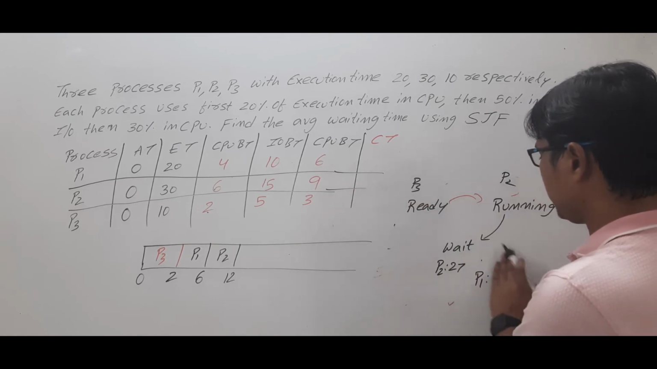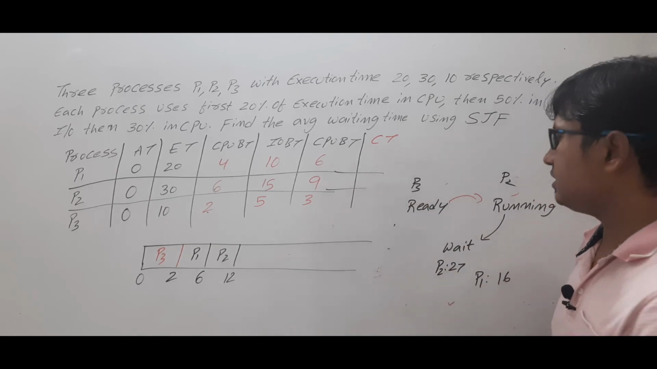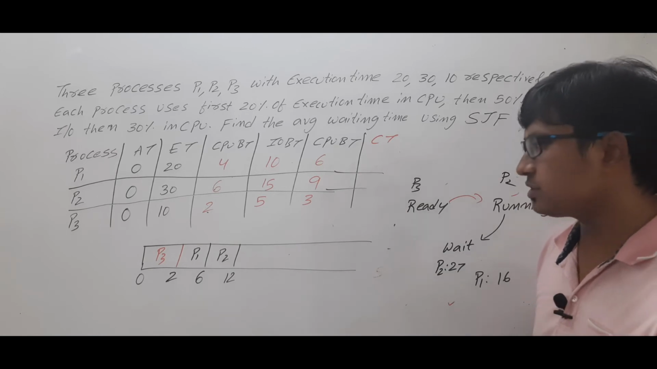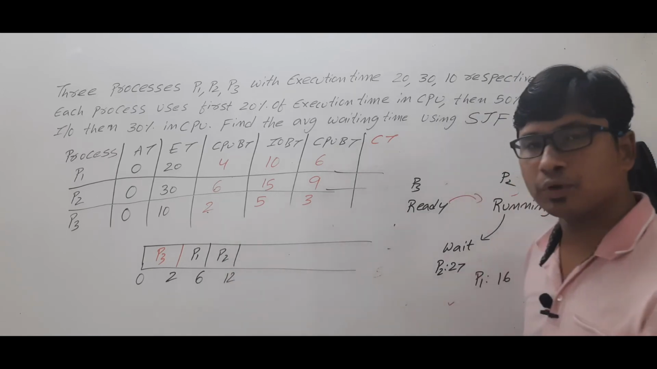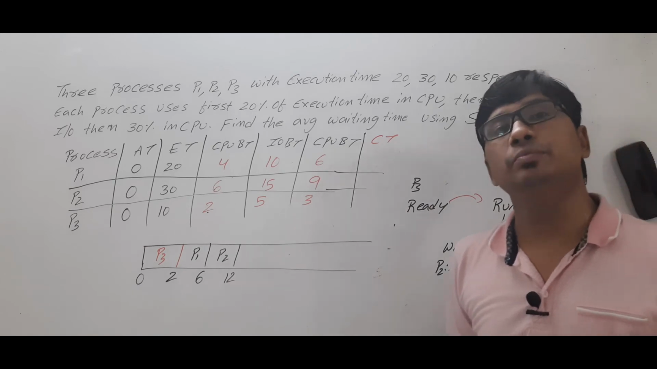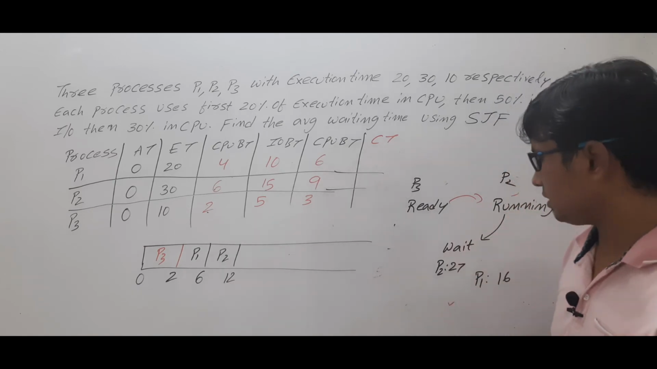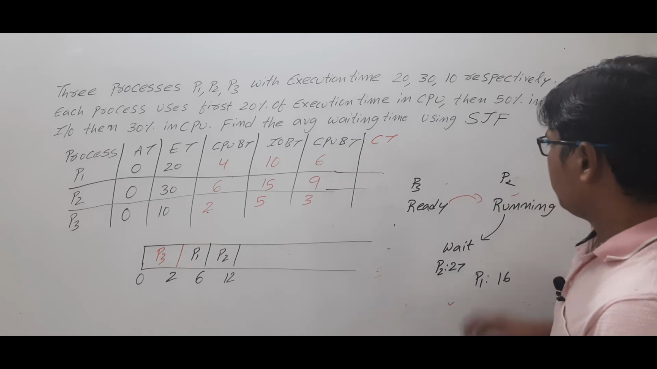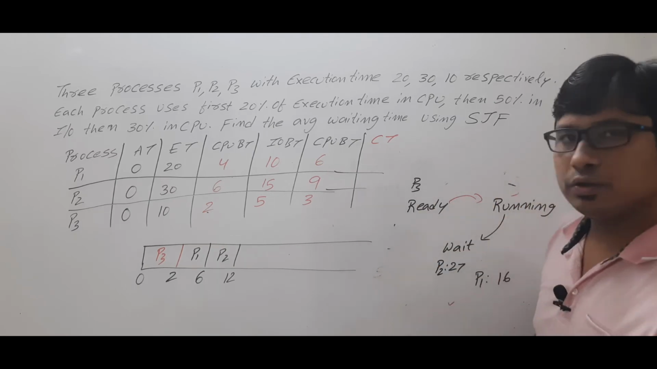Now, at 12 units, by that time process P3 has come to the ready state. Is it clear? Even though process P3 was in the ready state at 7 units of time, we ran process P2 up to 12 units of time. Why? It is a non-preemptive scheduling algorithm. Is it clear? So, process P3 is alone in the ready state.